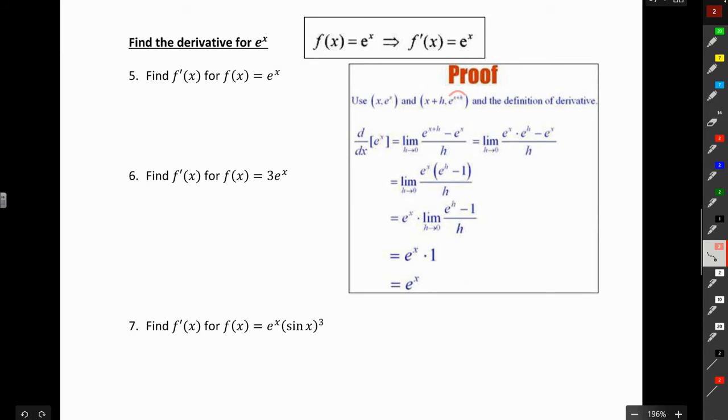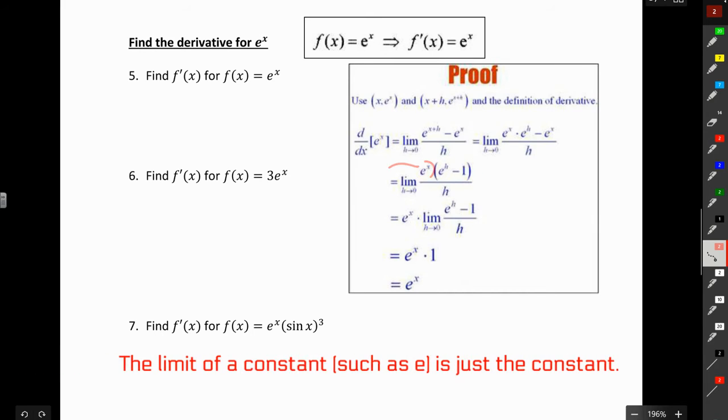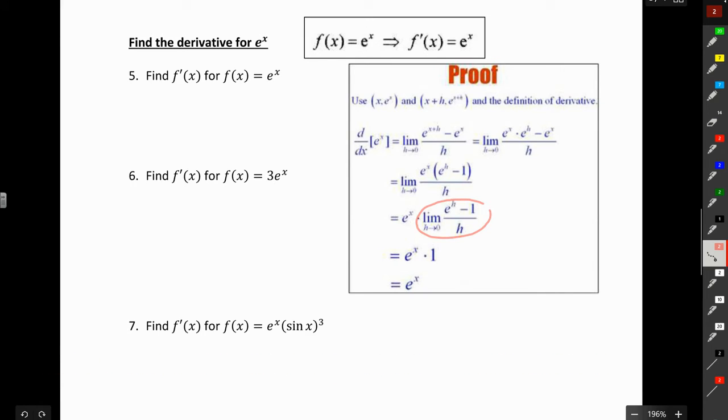So we have y2 minus y1 over x2 minus x1. That's x plus h minus x. That just leaves us with h. You can rewrite e to the x plus h as e to the x times e to the h. Then we're able to pull an e to the x out of the numerator, leaving us with just this guy. And because of our limit properties, we know that this can be out front. Now, if you examine just this, if you put 0 in, we're going to get 0 in the denominator.